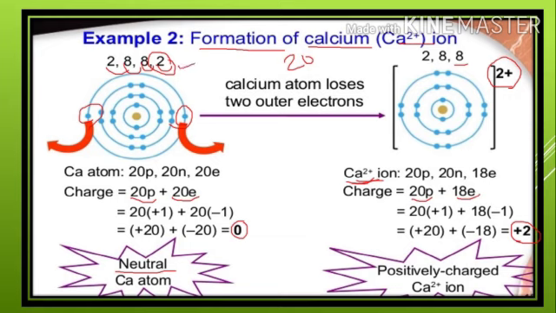Okay, so calcium atom loses 2 electrons easily and forms calcium ion.